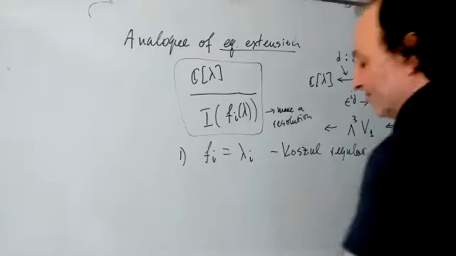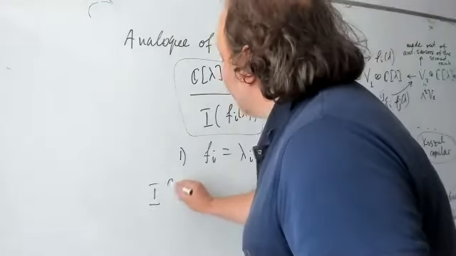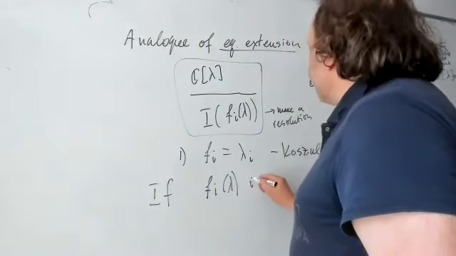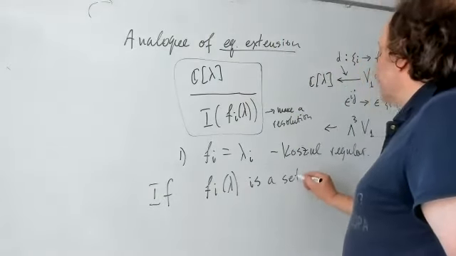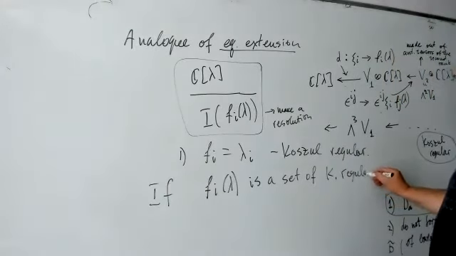Now imagine what would happen if the f_i of lambda is a set of Koszul regular quadrics.